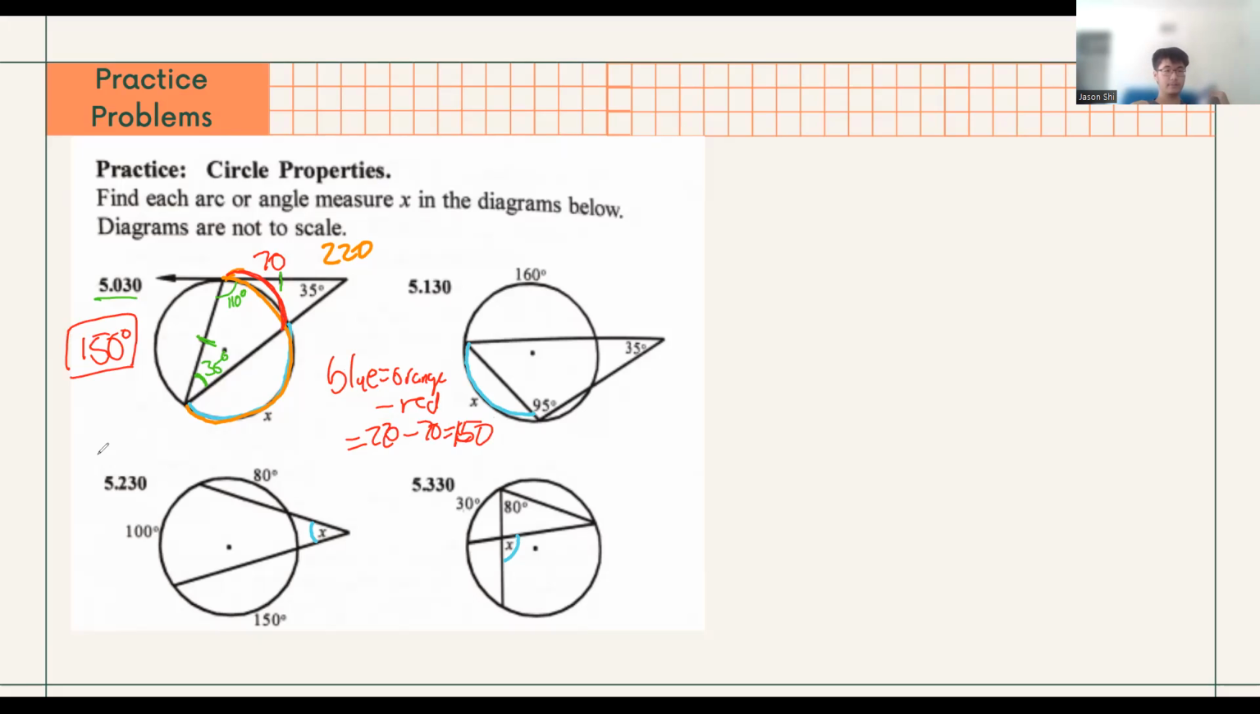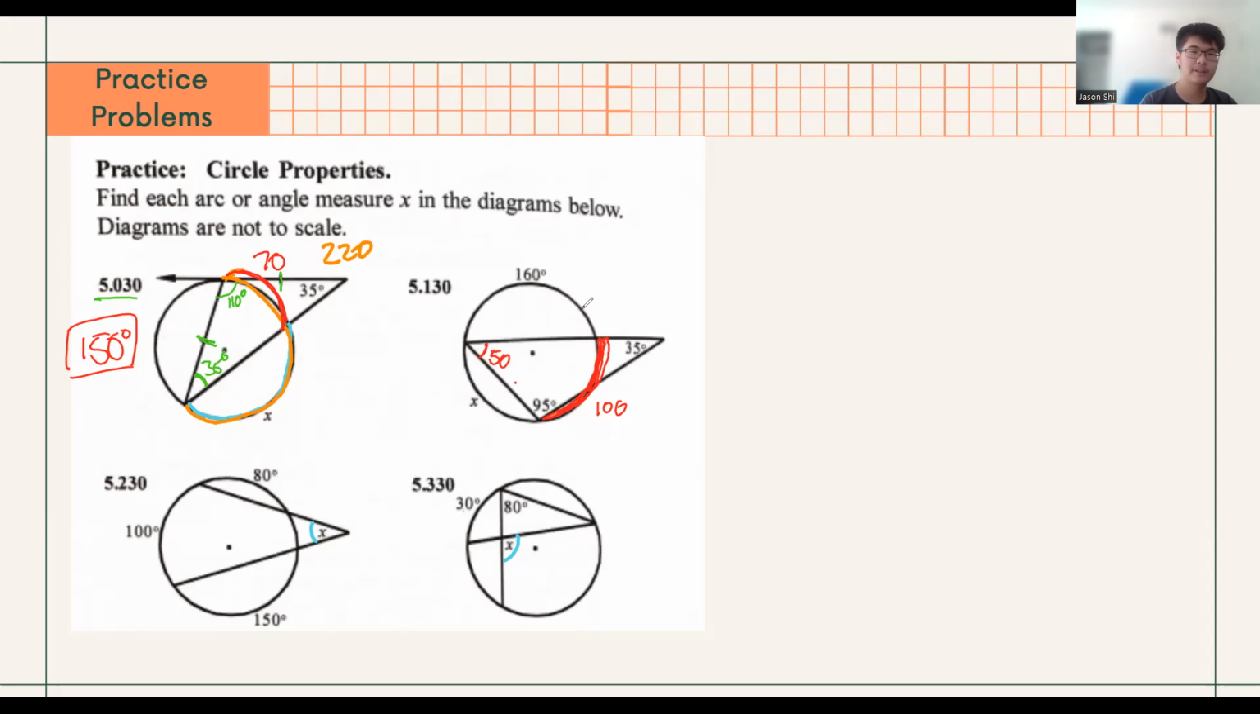Does anyone have any questions? Okay, moving on to this one. This question is a little harder. What it's asking us for is X. First we need to figure out this angle. Can anyone tell me what this angle is based on the triangle? That's 50. Yeah, 50. Can anyone tell me the measure of this arc? 100. Yes, correct. That's 100.